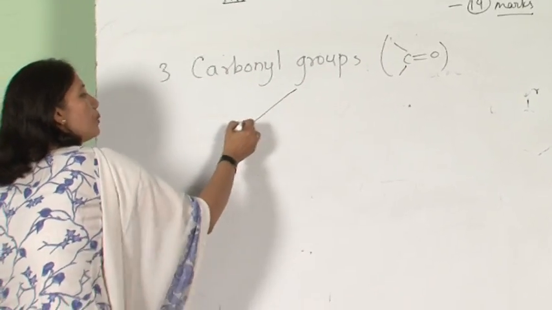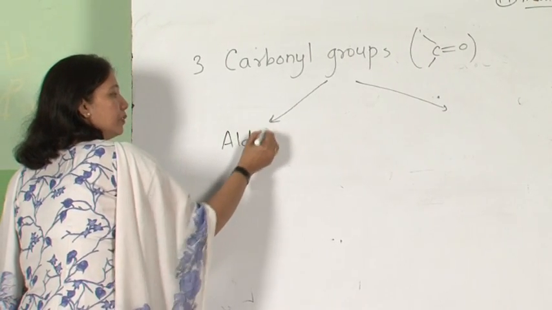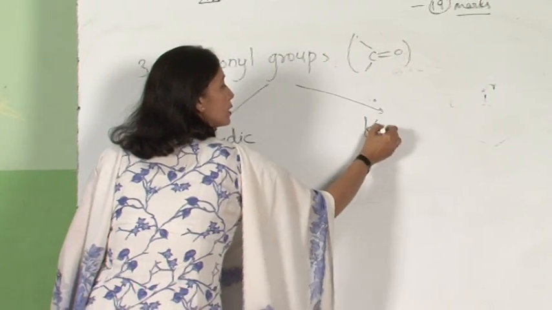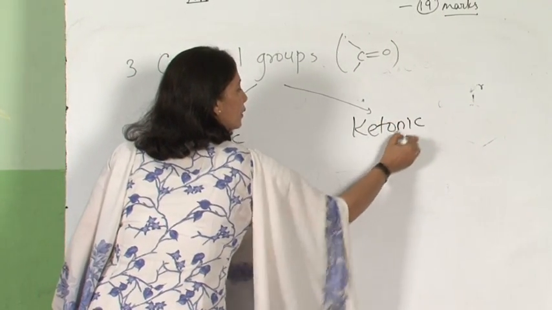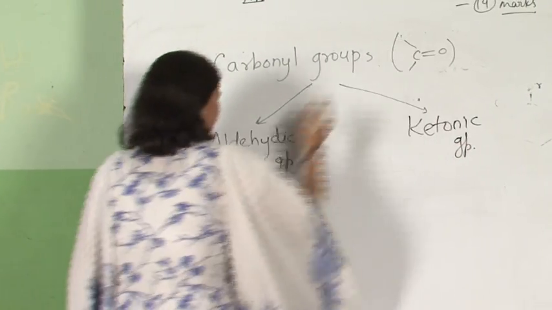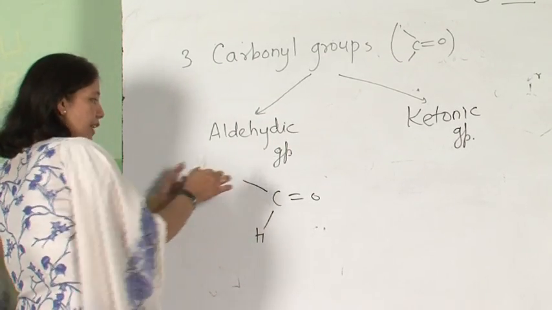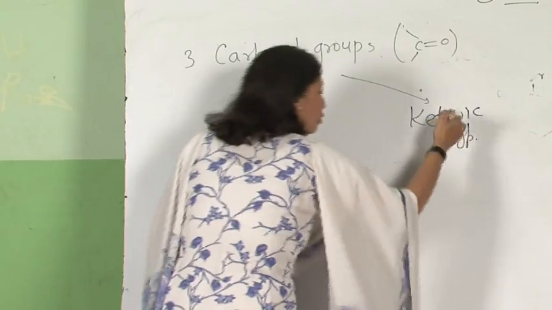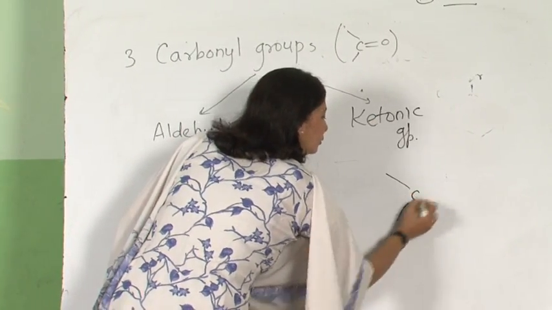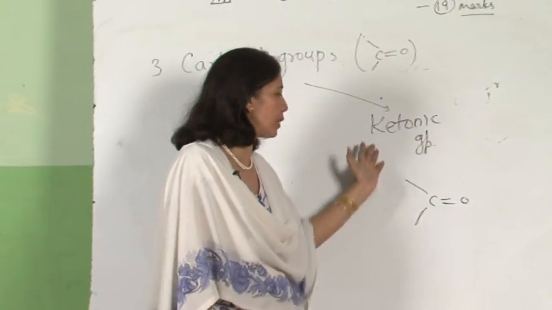Now, the carbonyl group I can divide into 2 parts, one as aldehyde group, another one as the ketonic group. In the aldehyde group, I am just going to put an H here like this. When I put a dash like this, there is a carbon chain attached, and when I go for ketonic group, nothing here also carbon, here also carbon. In the aldehyde group, I have got a CHO, and in case of ketonic group, I have got dash dash CO.